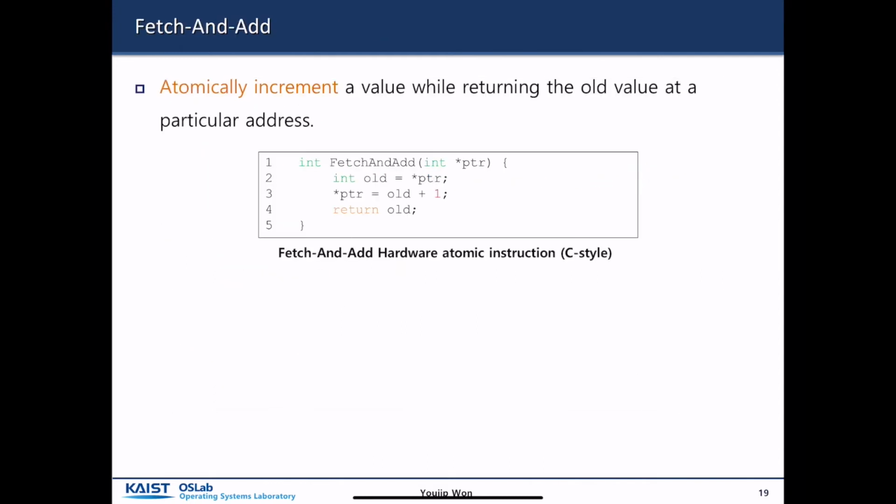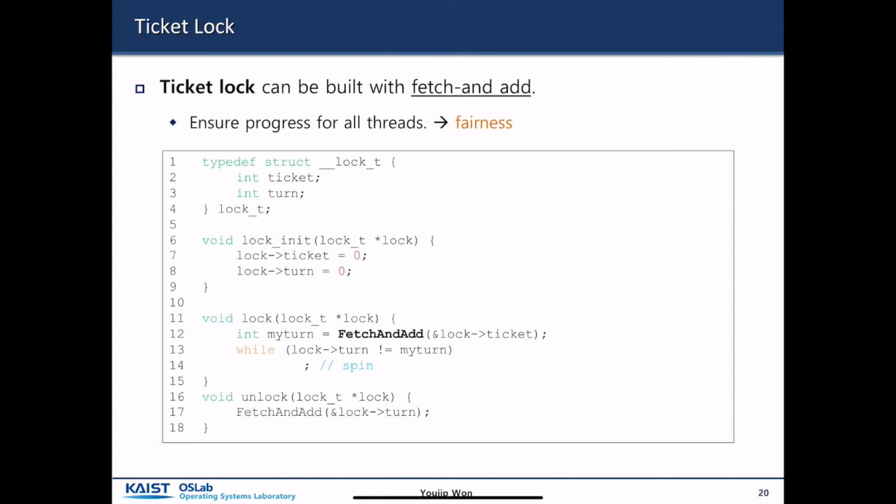Okay, and there is another instruction, fetch and add. The fetch and add instruction atomically increments the value while returning the old value at a particular address. So this is the fetch and add instruction. It is supplied a memory location. It returns the old value and increases the value of the memory location by 1. And these two operations are done in a single atomic instruction called fetch and add. So I'm going to explain how fetch and add can be used to implement a lock.